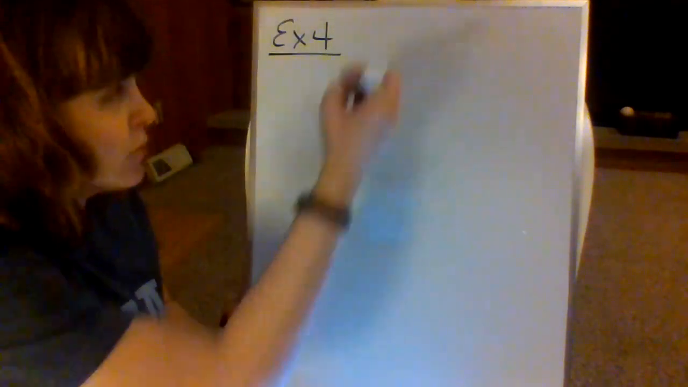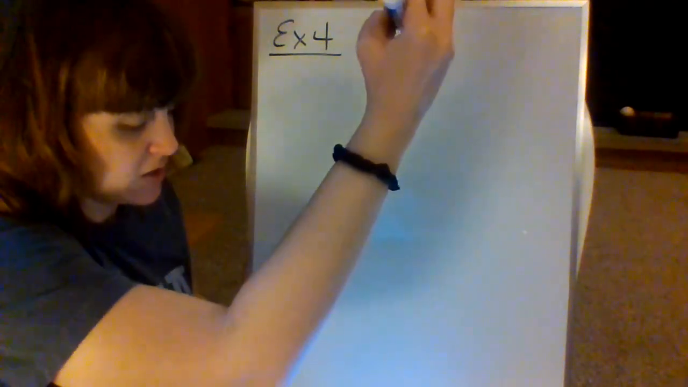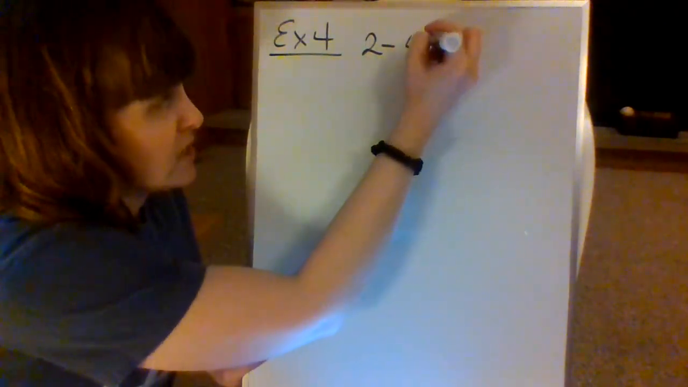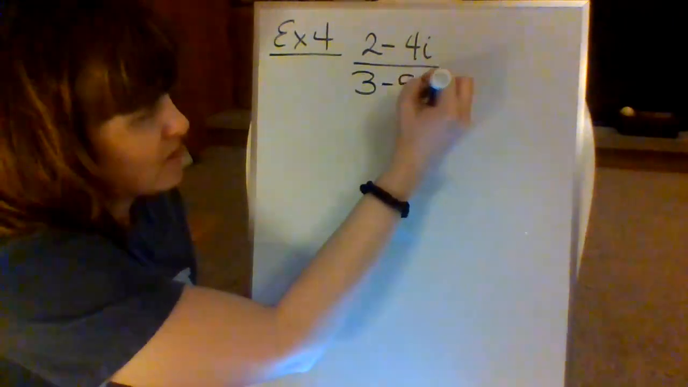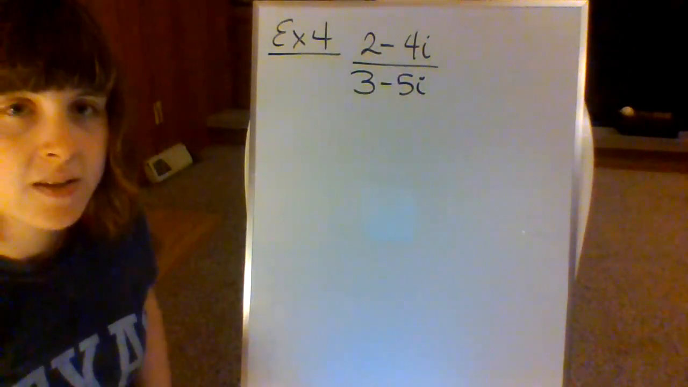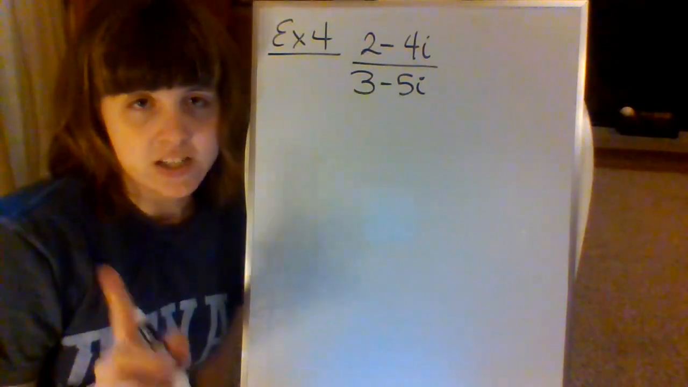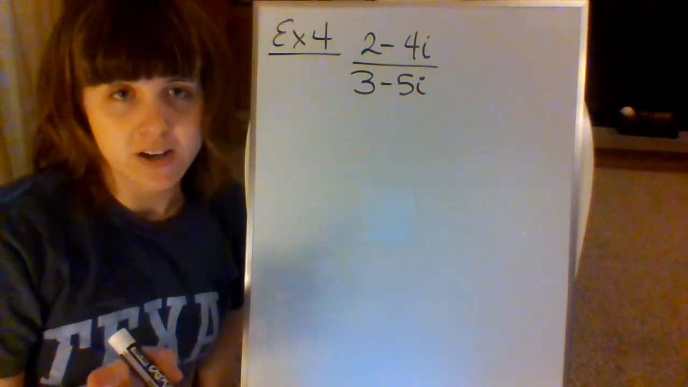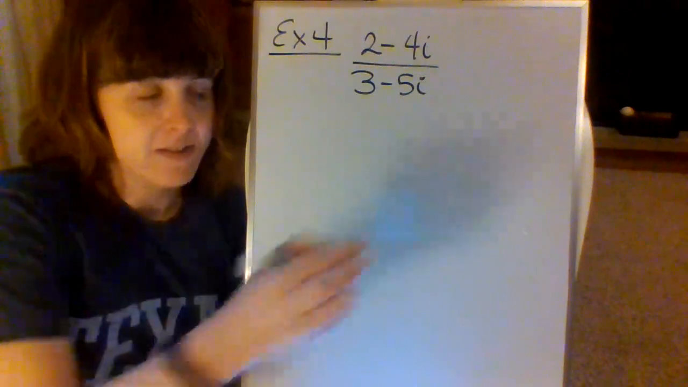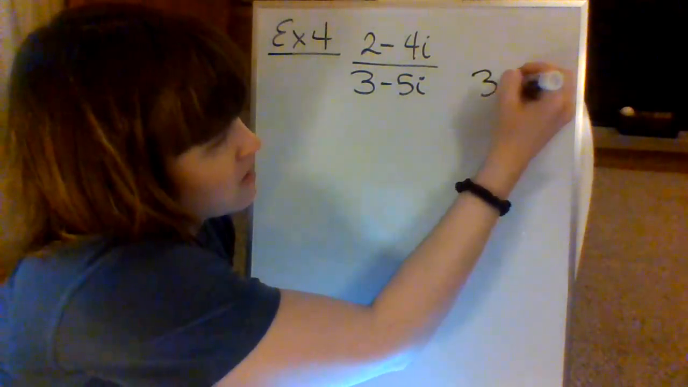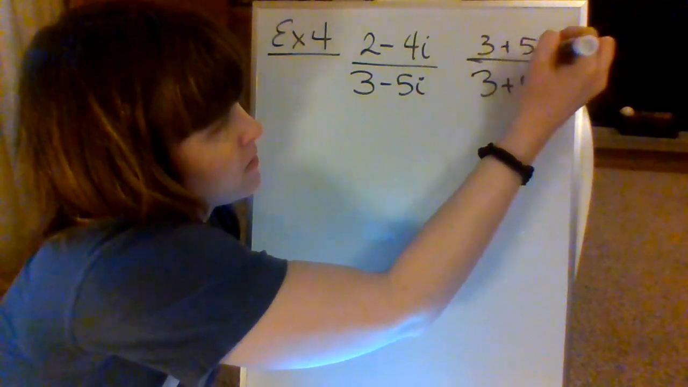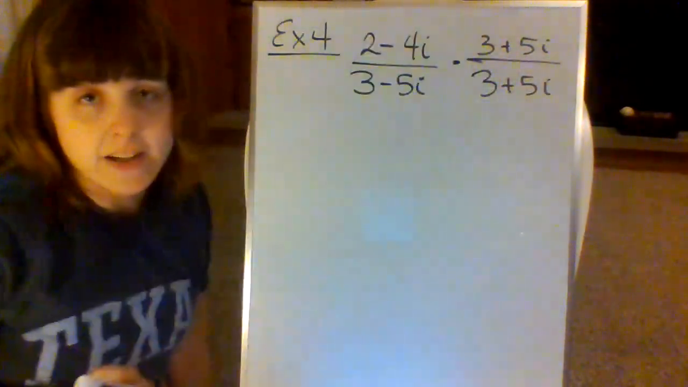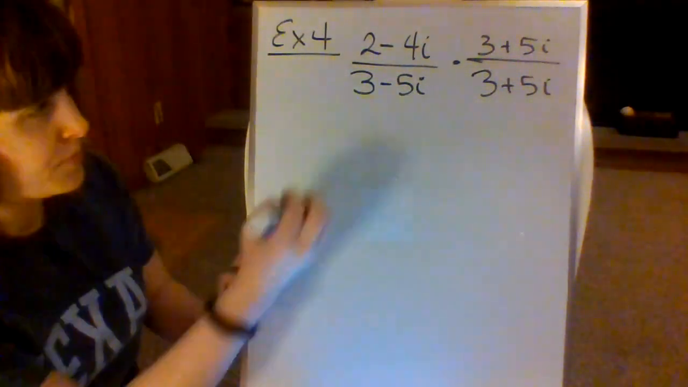Okay, so example 4 looks like this: (2 minus 4i) over (3 minus 5i). Alright, so the conjugate of the bottom part here is going to be 3 plus 5i. So we're going to do the FOIL method twice again.